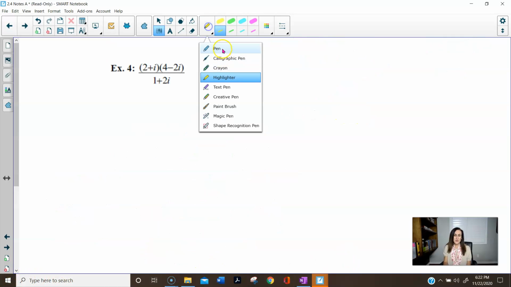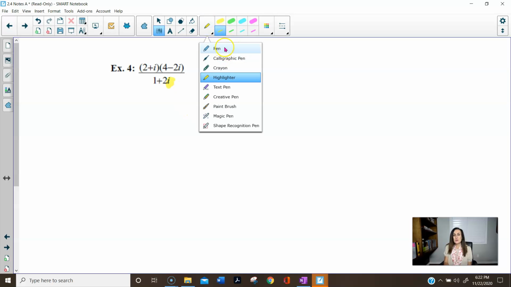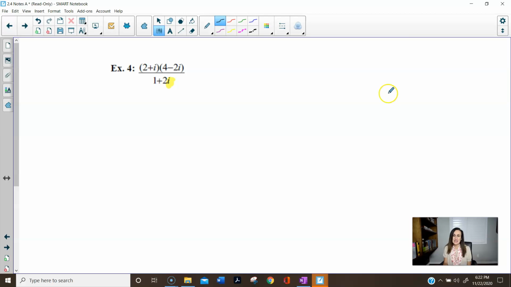So example 4, we want to get the i's out of the denominator. You notice there's an i in the denominator. Well, you should recall rationalizing the denominator means that we don't have any square roots in the bottom. Well, what does i stand for? i stands for the square root of -1. So you don't want i's in the denominator.